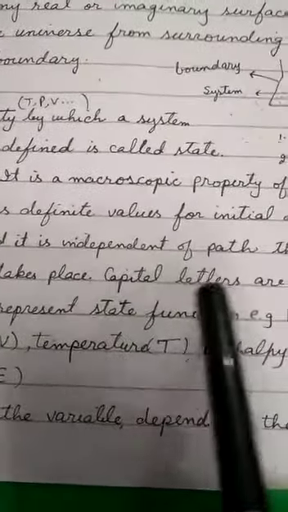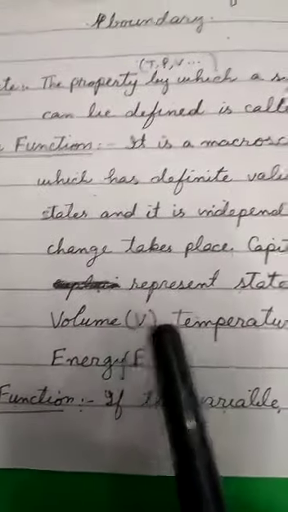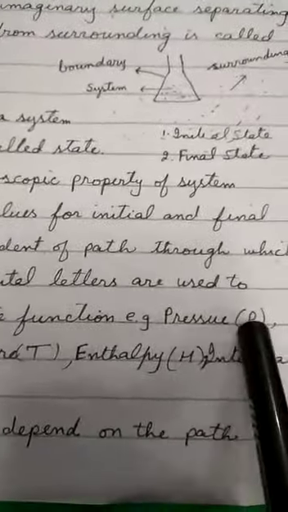We generally represent the state function by a capital letter. Volume, capital V; temperature, capital T; enthalpy, capital H; internal energy, capital E; pressure, capital P. We put capital letters to express these state functions.